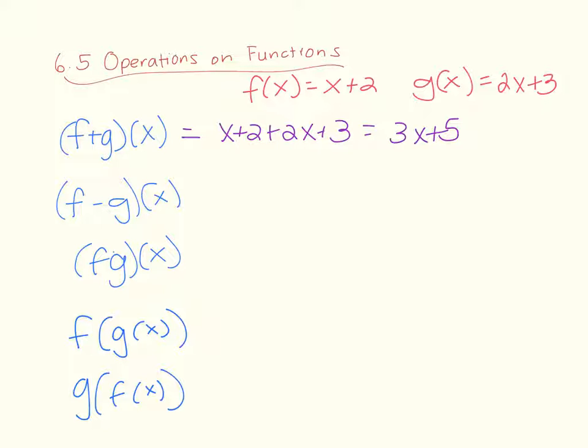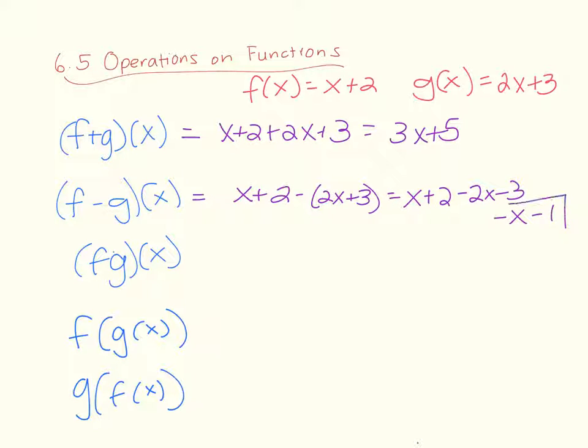If it was minus, I do the first one, which in this case is x plus 2, minus the second one. And this is the one where you have to make sure that you change the sign of everything in the second one. So this becomes x plus 2 minus 2x minus 3. And then combine your like terms. Negative x minus 1. Questions so far?